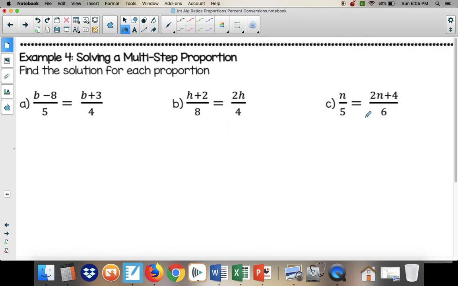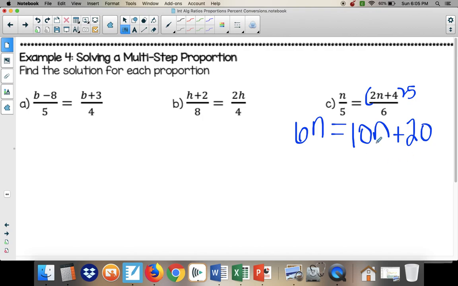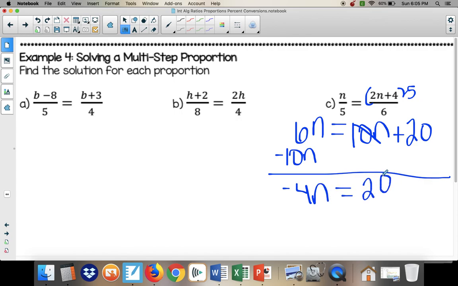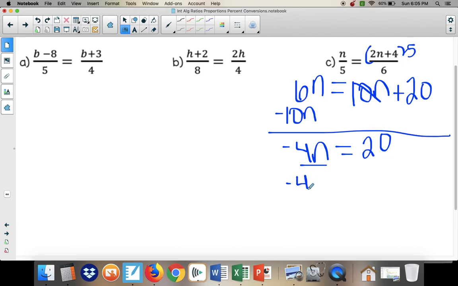Okay, so for C, this would be 6n equals, so 5 times 2n plus 4 gives me 10n plus 20. All right, so I am going to take away 10n. You get negative 4n equals 20. Divide by negative 4, divide by negative 4, and n equals negative 5.